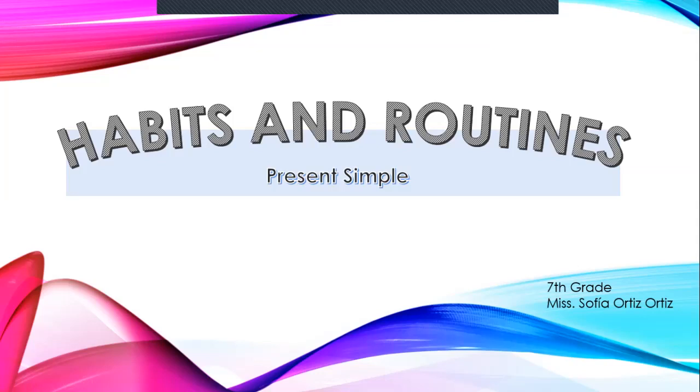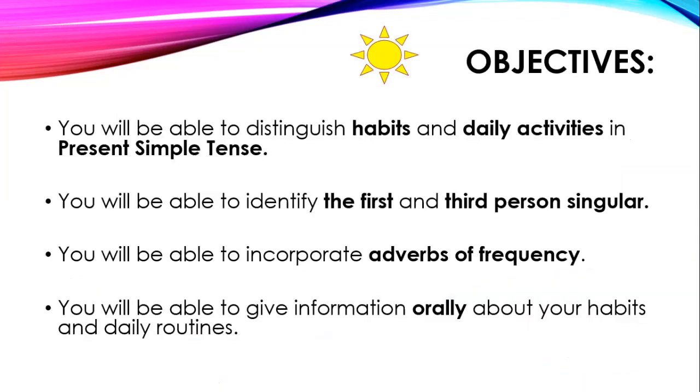in present simple. Yay! So our objectives for today are that you will be able to distinguish habits and daily activities in present simple tense. You will be able to identify the first and third person singular. You will be able to incorporate adverbs of frequency, and finally, you will be able to give information orally about your habits and daily routines.